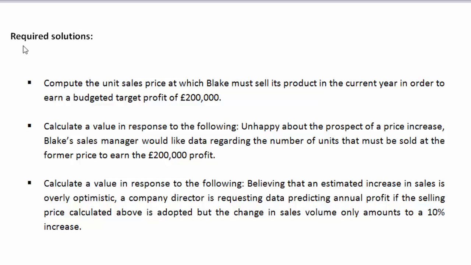If you look at the required solution, that means what answer you have to give to the decision makers of the firm. The first one is you have to compute the unit sales price at which the company must sell its product in the current year in order to earn a budgeted target profit of 200,000. The second one is you have to compute the number of units that must be sold at the former price to earn the 200,000 profit.